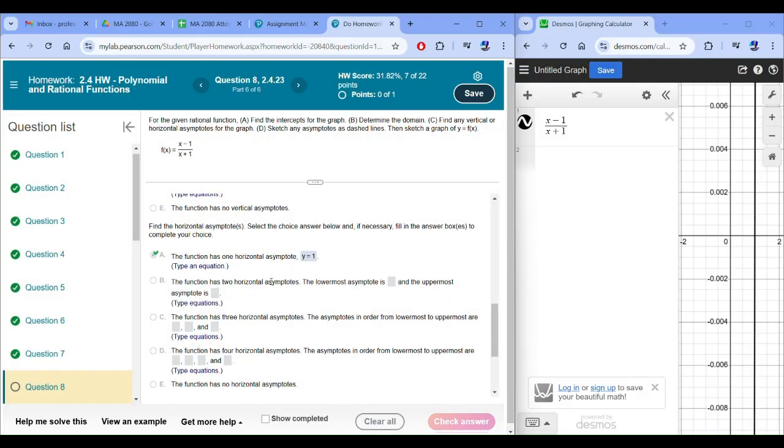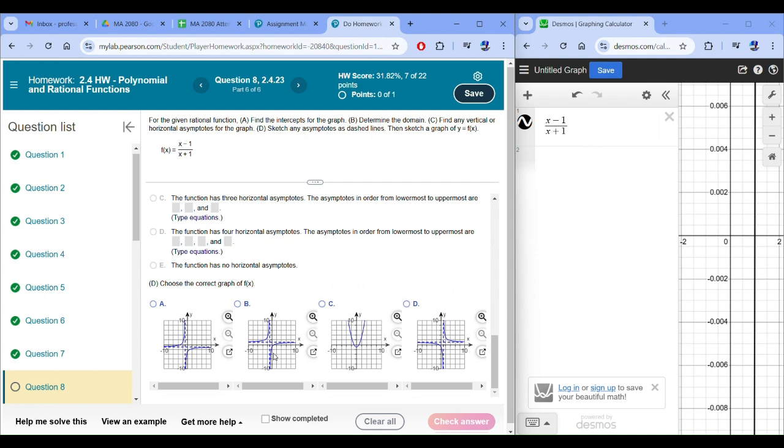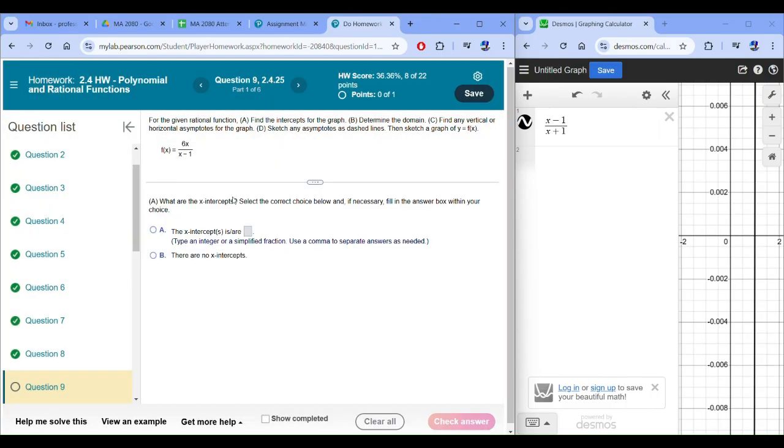There we go. What this graph looks like is negative 1 and positive 1. I think it's this one. This is a negative 1, that's a positive 1. Yep. There's your graph. All right. Let's do that one more time.